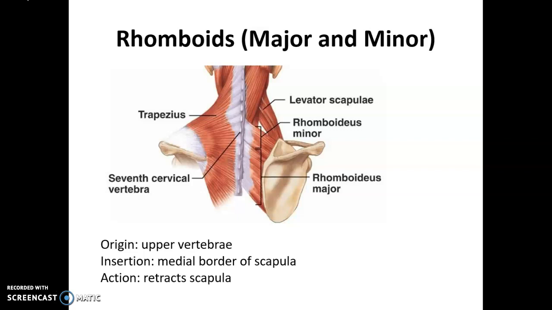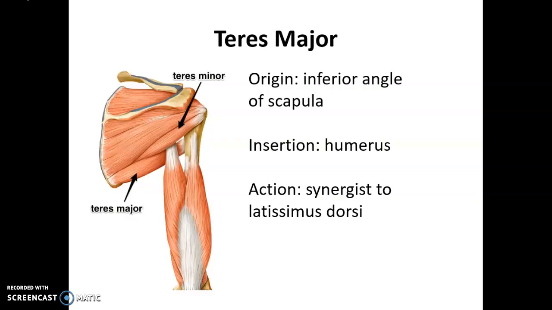And rhomboideus minor, although superiorly located, is called minor because this is a smaller muscle. Both of these rhomboid muscles originate from the upper vertebrae and insert into the medial border of the scapula. So originates from the upper vertebrae, inserts into the medial border of scapula. It helps us to retract our scapula.